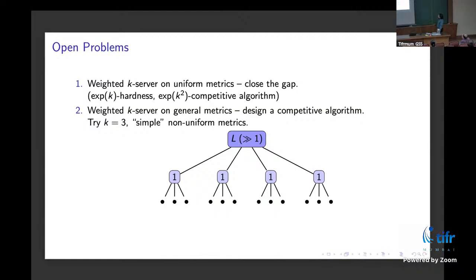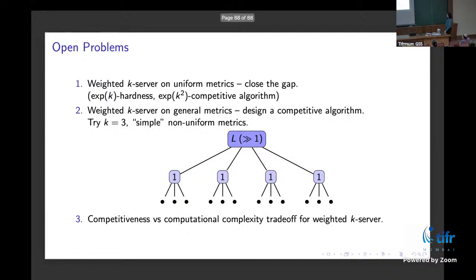Let's say we have a tree with 3 layers, right? The set of leaves is the set of points in the metric space. Now, the distance between any 2 points is basically the label of their lowest common ancestor, right? So if 2 points belong to the same subtree, they are a distance 1 apart. If they belong to 2 different subtrees, they are a distance L apart, and L is some constant which is arbitrarily large as compared to 1, right? So k equal to 3, try to get a competitive algorithm for this metric space.